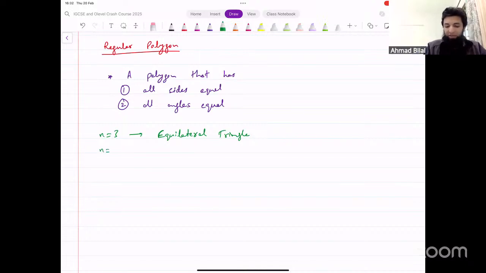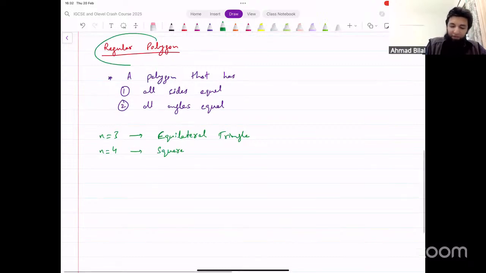When it's n equal to 4, if you have a quadrilateral in which all sides are equal and all angles are equal, what does that mean? All sides are equal and all the angles are going to be 90 degrees. 360 is the sum of all angles in a quadrilateral. And if the angles are 90, what shape is that? That's always a square, right? So if n is equal to 4, if it's a regular polygon, that would be a square.